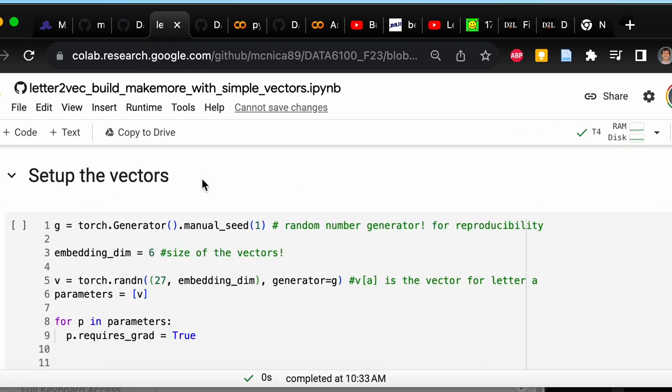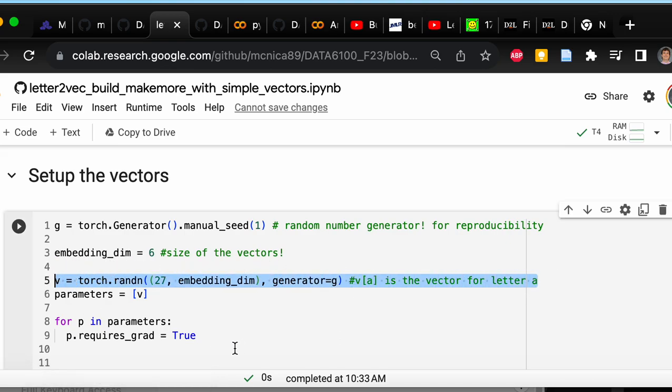So now we're going to set up the vectors, and I make V. This is the big kahuna here. These are our vector embeddings. I made the embedding dimension 6 in this example, and I am embedding them by starting with completely random vectors. So what is the vector embedding for the letter A? It is a completely random vector of size 6. What is the vector embedding for B? It's a completely random vector of size 6. And it's arranged in a 27 by 6 matrix.